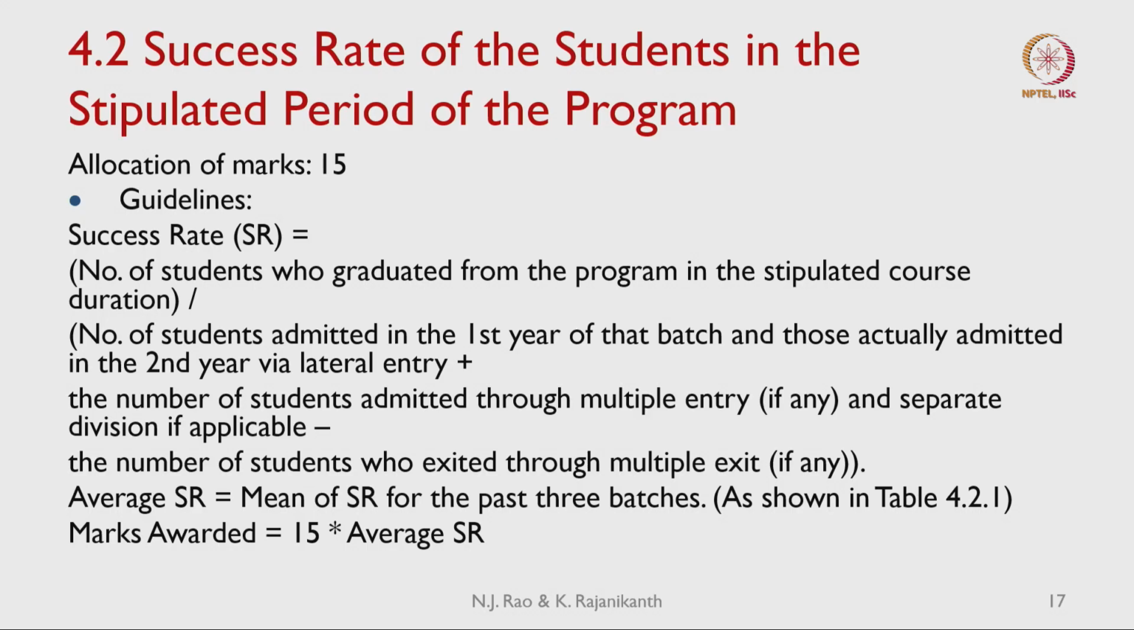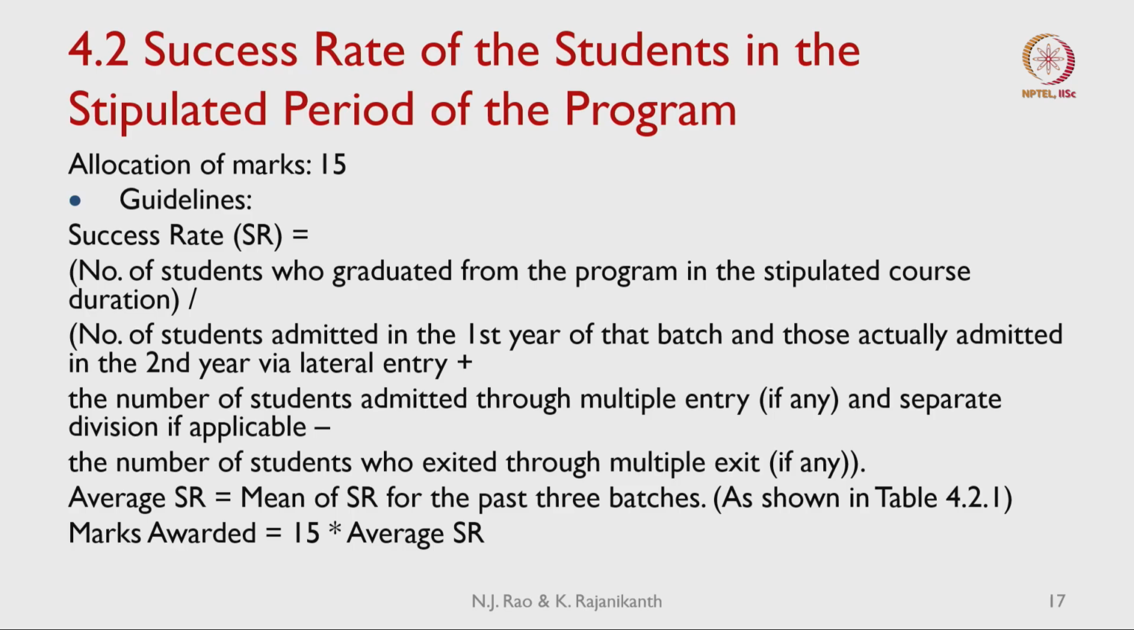That is the first sub criterion. Then 4.2 is success rate of the students in the stipulated period of the program. The marks allocated are 15 and the guidelines are: success rate is defined as the number of students who graduated from the program in the stipulated course duration, divided by the number of students admitted in the first year of that batch and those actually admitted in the second year via lateral entry.